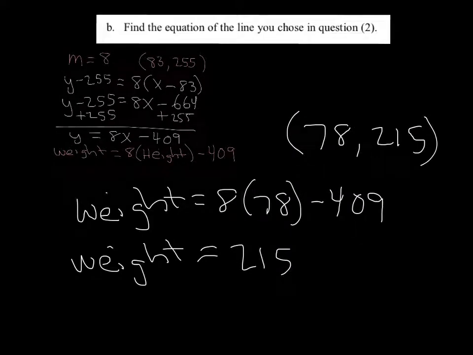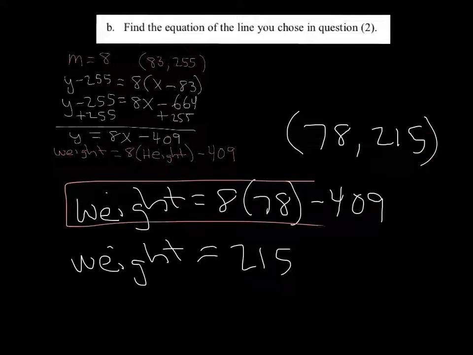What I do to check my arithmetic is I take the other point that I had used and I substitute the height of 78 into my height piece right here. I multiplied 8 times 78, subtracted 409, I get 215, which is what it's supposed to be. So I feel pretty comfortable that this is good to go. Now we can move on and answer some further questions.